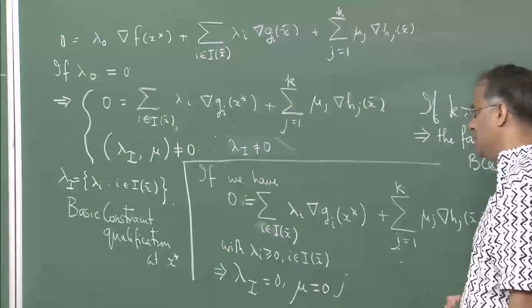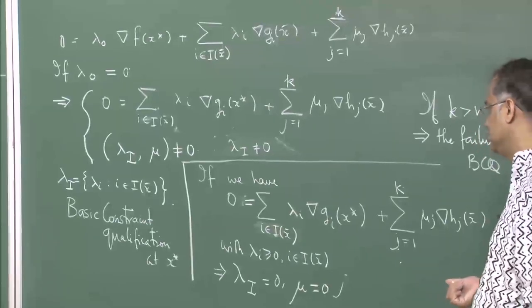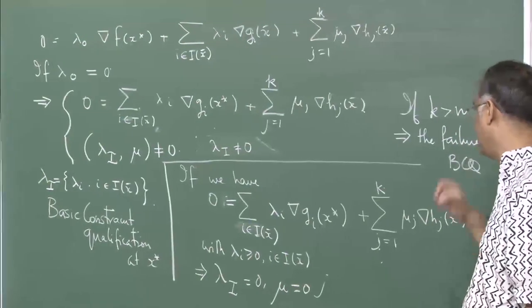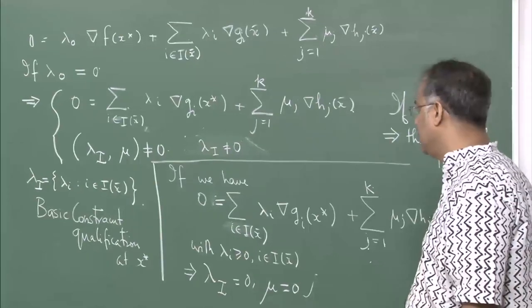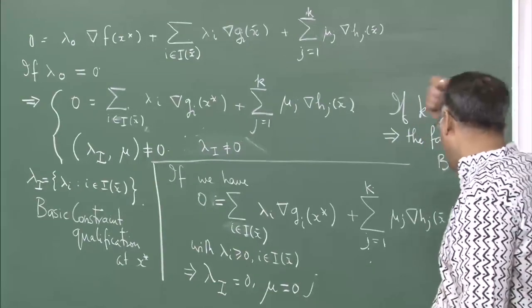Now suppose BCQ holds, and that is, there is no such lambda I's.